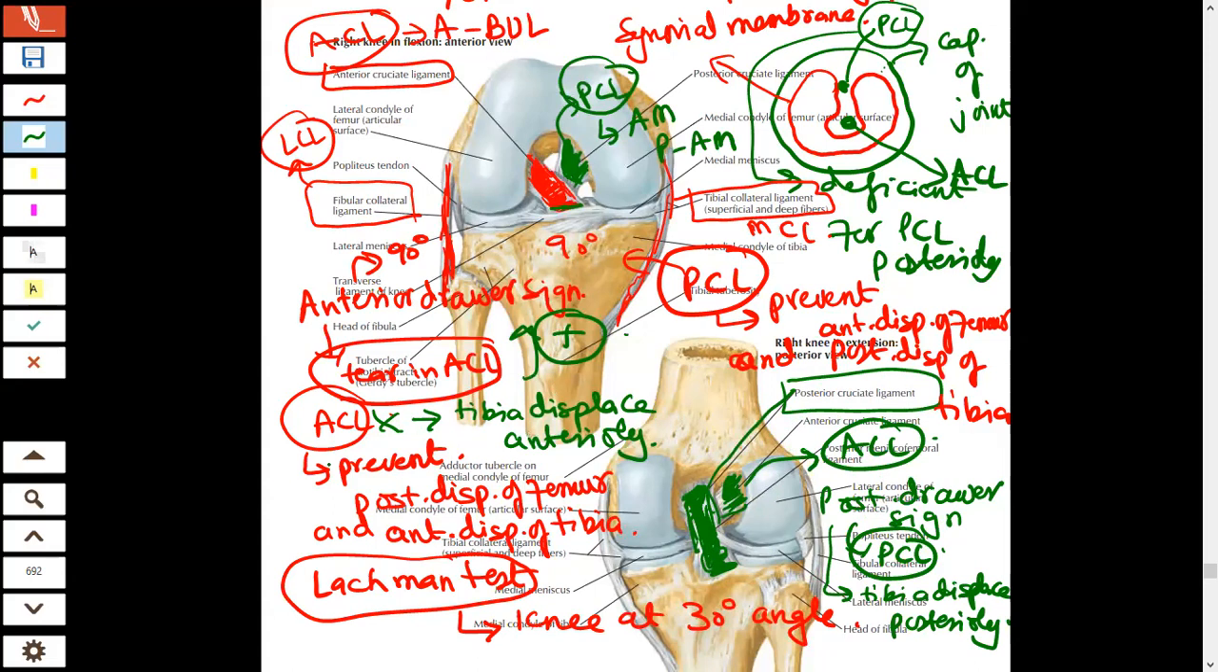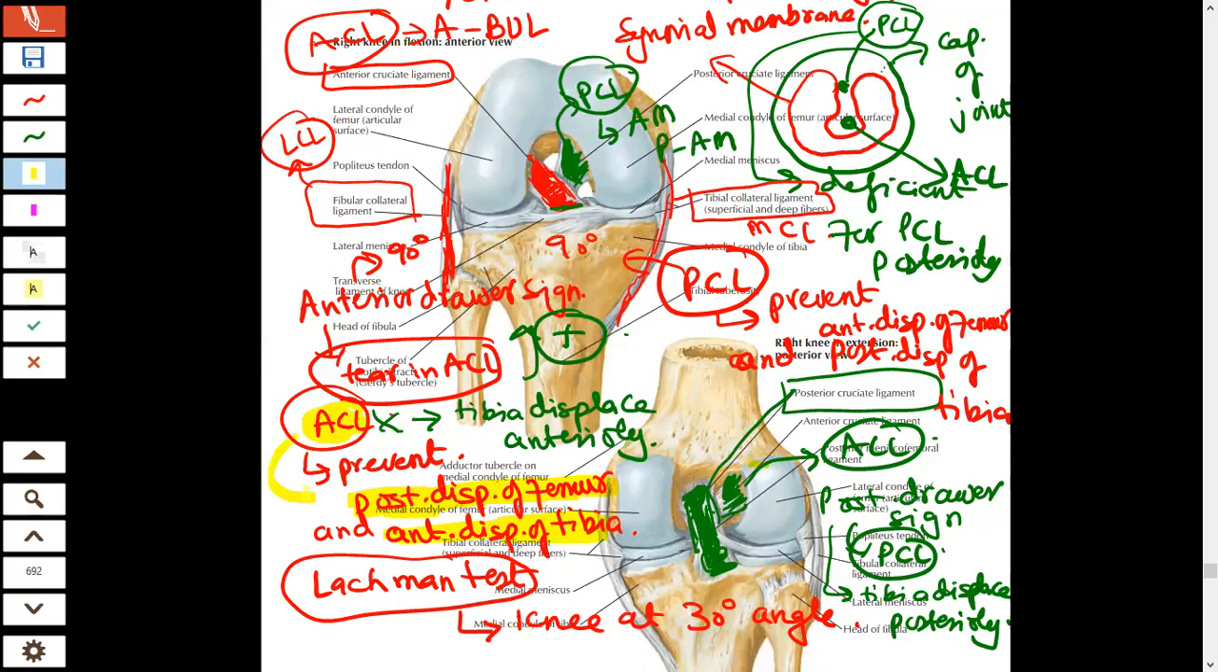Okay, so what is the function of the ACL? To prevent posterior displacement of femur. Please remember it forever. This will be your first answer: posterior displacement of femur is your first answer. How can you remember it? The anterior cruciate ligament will prevent anterior displacement of tibia, and just do the exact opposite: posterior displacement of femur.